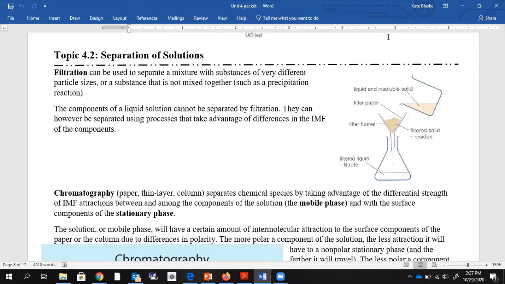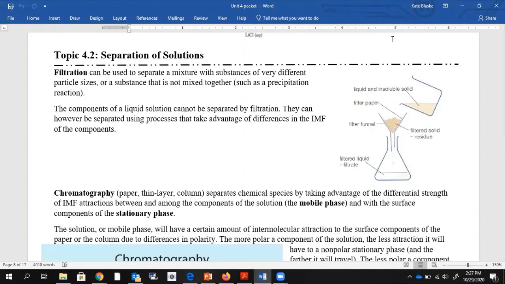Today we're going to talk about topic 4.2, separation of solutions. There are 4 different ways that we're going to talk about how different solutions can be separated. It sort of depends on what your solution is and what it's made of as to which of these 4 methods is going to be the best. So the first method of separation is filtration.